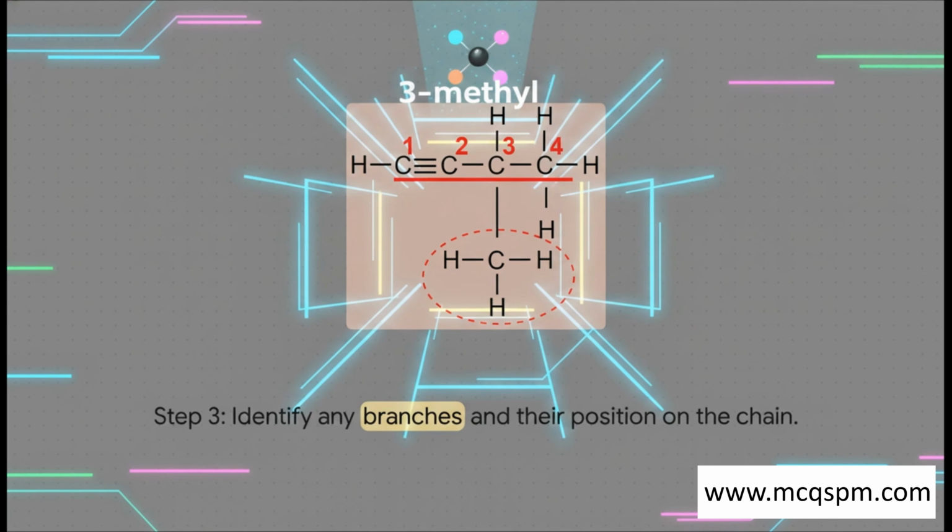All right, last step. Do we have any branches hanging off the main chain? Yep, we do. Right there on carbon number 3, there's a little methyl group. So that's our prefix, 3-methyl.